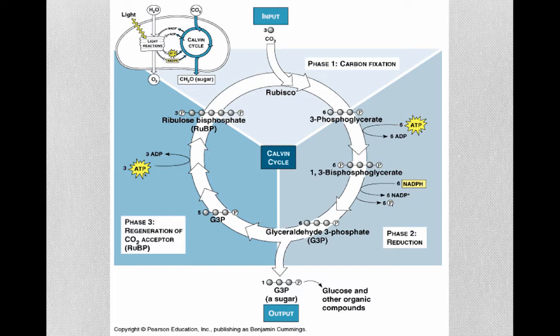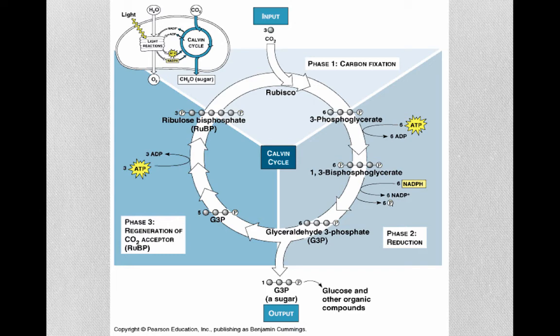For each molecule of glucose that's produced, 6 CO2s must enter the Calvin cycle. As the cycle turns 6 times, it produces 12 G3Ps, 2 of these form glucose, and the other 10 regenerate into RuBPs. Each turn of the Calvin cycle uses 1 RuBP times 6, 2 ATPs times 6, and 2 NADPHs times 6 to create 1 glucose.